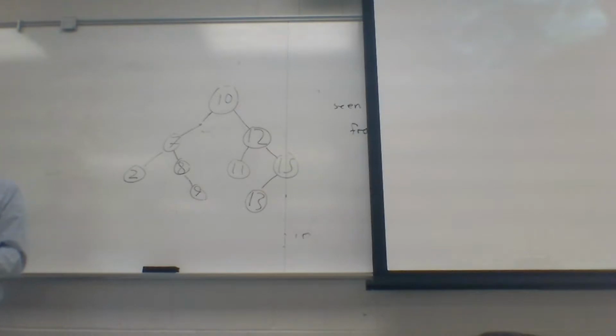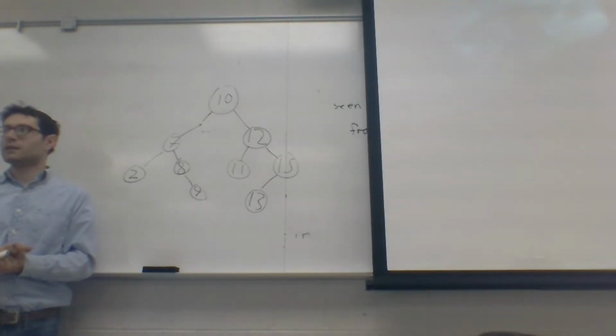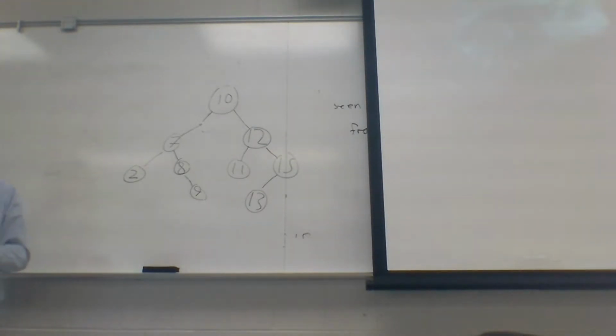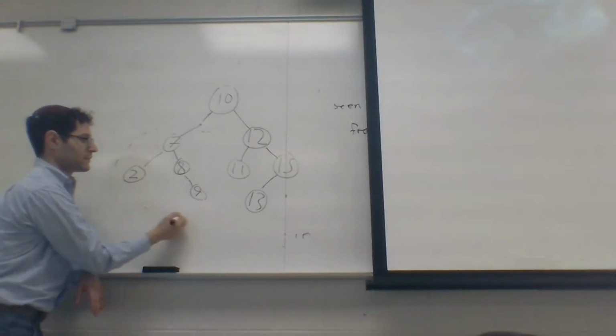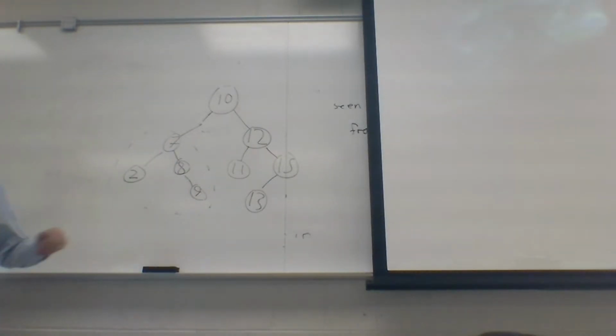Now, how do you find your in-order predecessor? That seems like it's really hard. Turns out it's not actually that hard. If you want to find your in-order predecessor, well, first off, it's going to be less than you. So you're going to find it in your left subtree, no matter what the value is. You're going to find it in your left subtree, right? Because your in-order predecessor, the thing that comes before you, is going to be less than you.